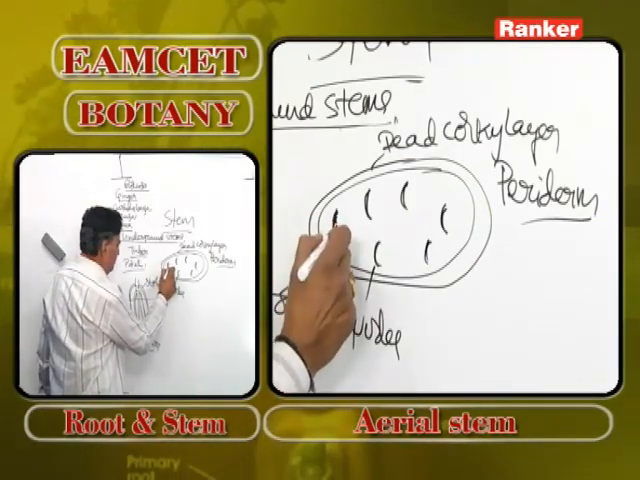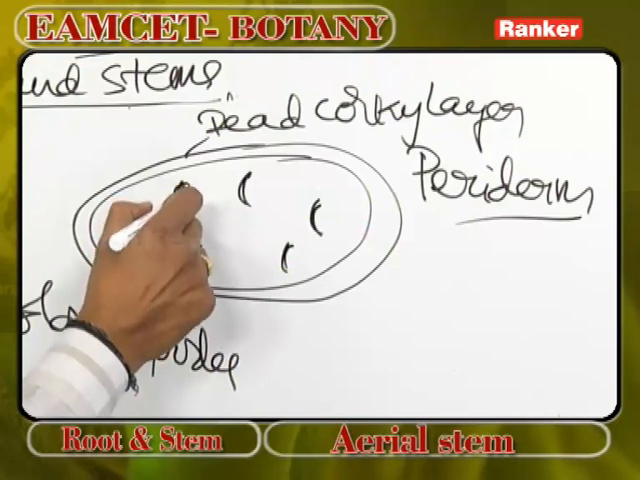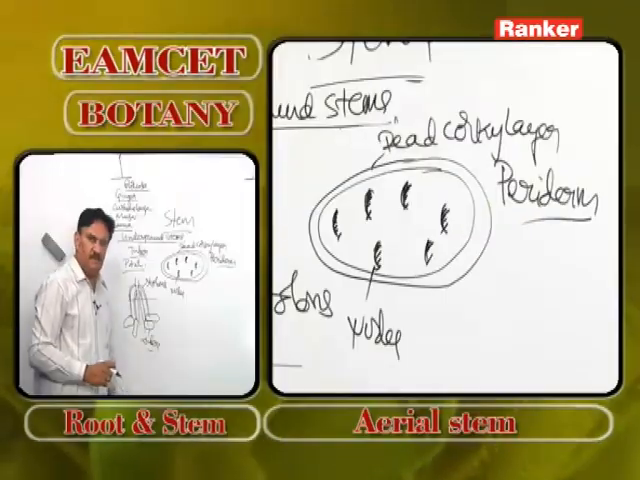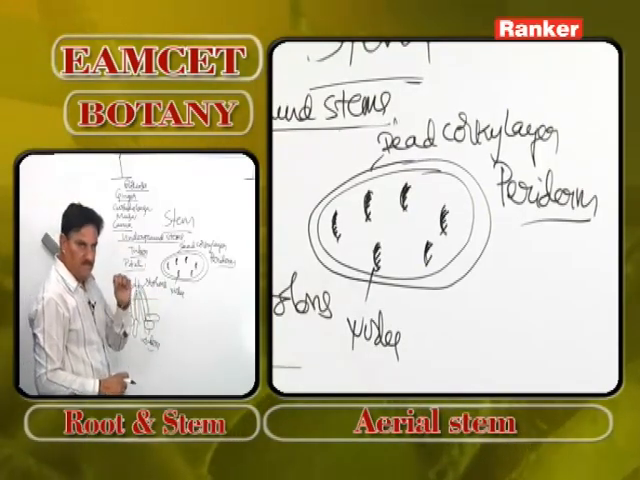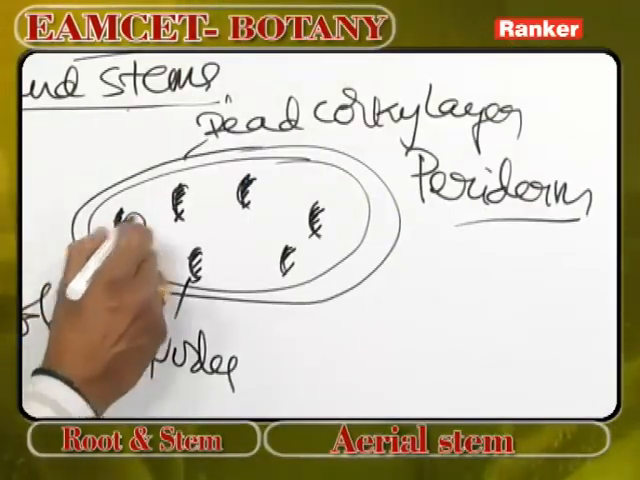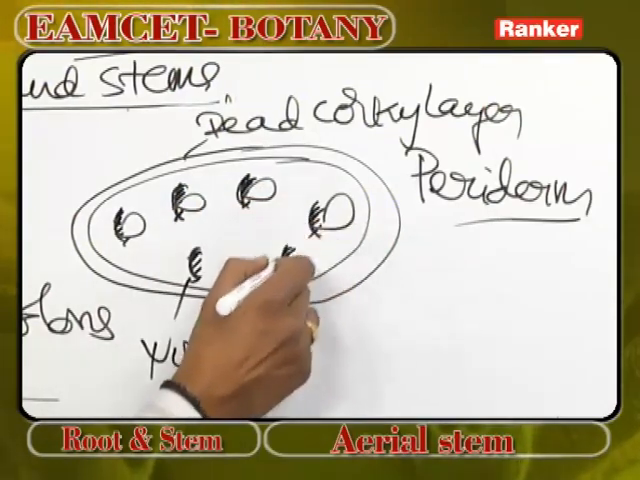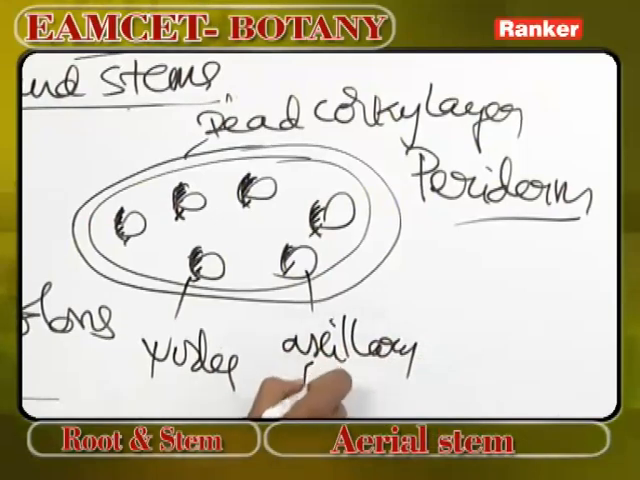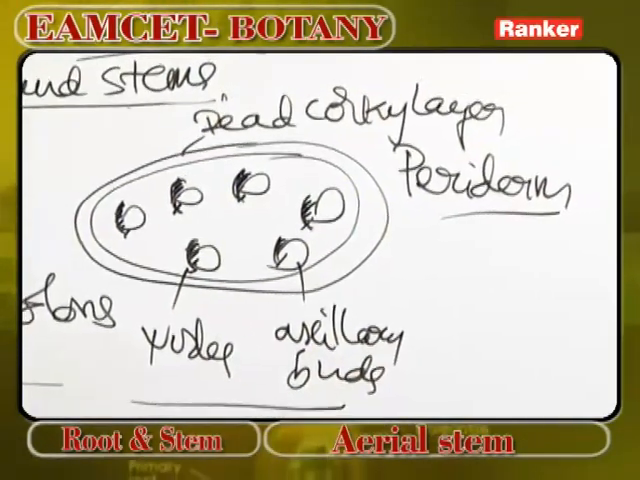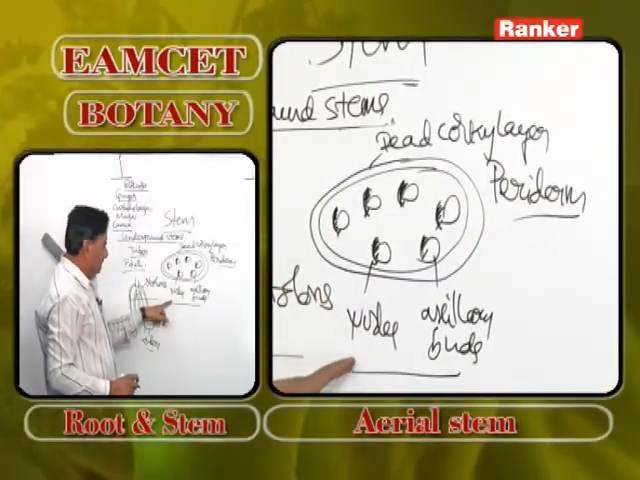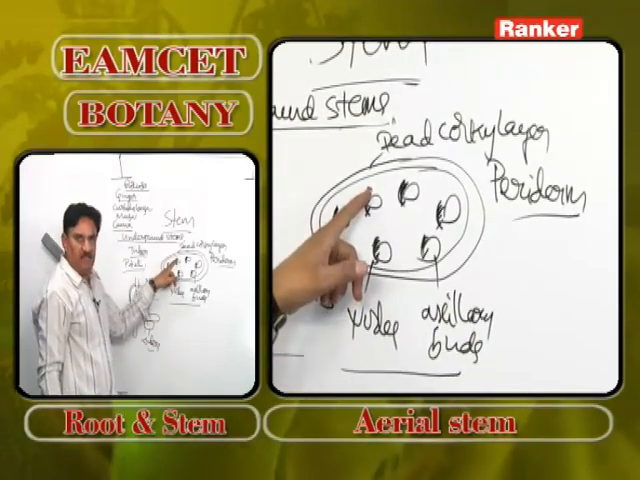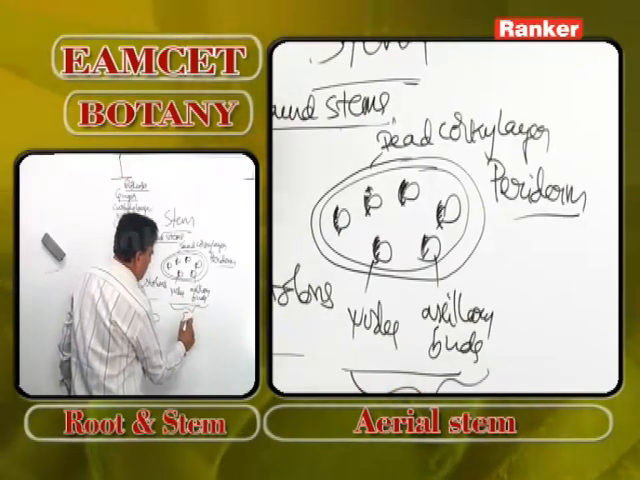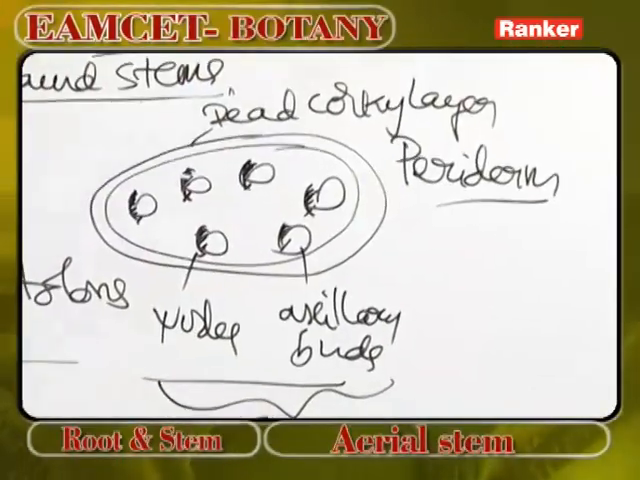In every half moon shaped node, you will find the traces of scale leaves. That means scale leaves were previously there, and the places where scale leaves have fallen, their marks will be there. And in the axils of the scale leaves, you will find axillary buds. So, a half moon shaped node along with the remnant of fallen scale leaves and an axillary bud appear like an eye. That is why these structures are called eyes.